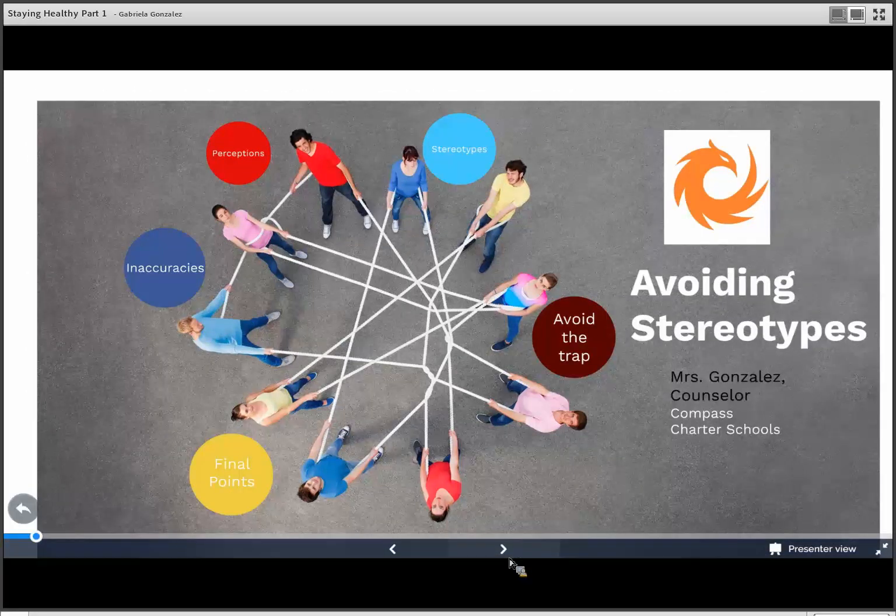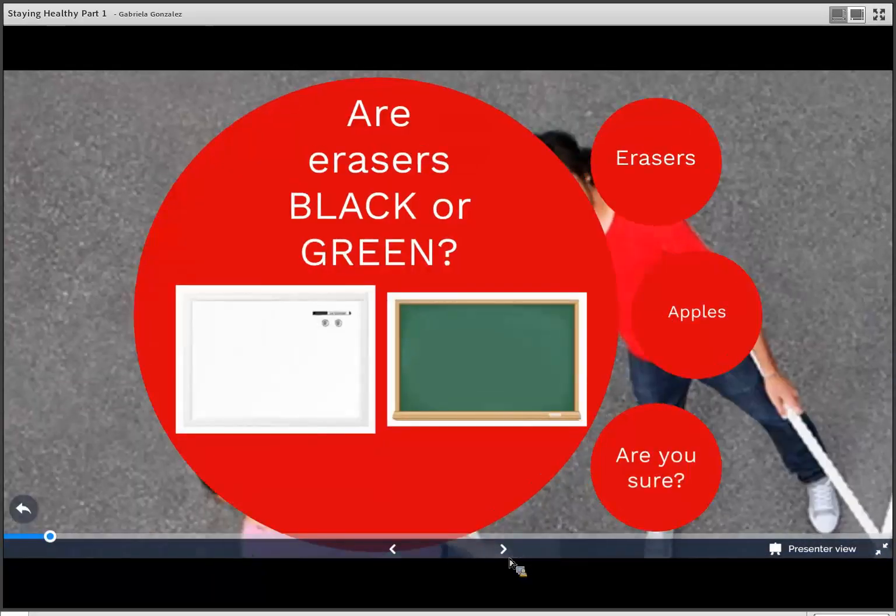So I have a question for you. Are erasers black or green? What do you think? Think about that for a moment and just blurt out your answer. Are erasers black or green?